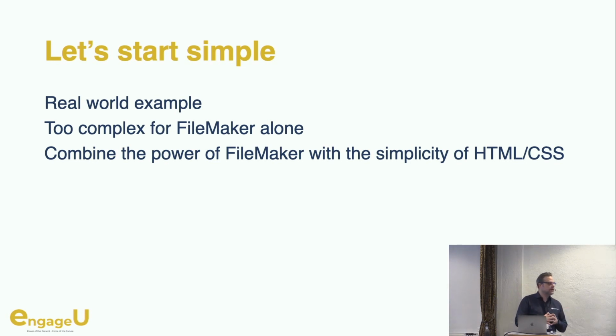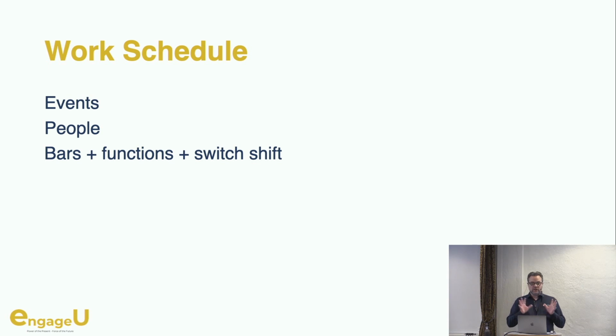So the first example here is a real-world example. It was too complex for FileMaker alone, so we went on and combined the power of FileMaker with the simplicity of HTML and CSS. The example is a work schedule for events where we have some people that should work in bars at this event, and some had other functions than working in a bar. So we need to create the work schedule for this event and show who is working at which bar and at which function, right? That sounds relatively simple.